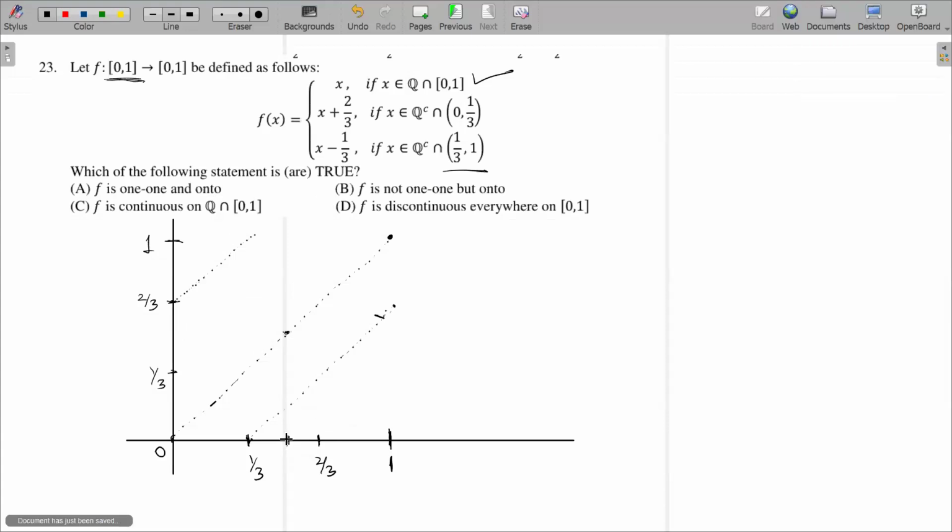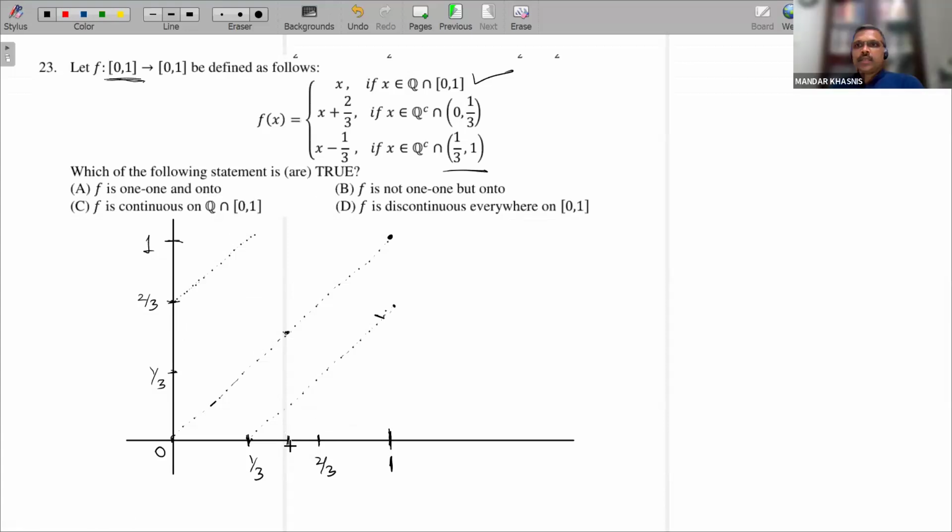Sir, can you hear me? Yeah, I can hear you, Komal. Tell me. Sir, maybe the f is not injective. Yeah, I'll discuss one on two, but first I'm just trying to discuss continuity. So the function is discontinuous everywhere. Are you all convinced with this statement?